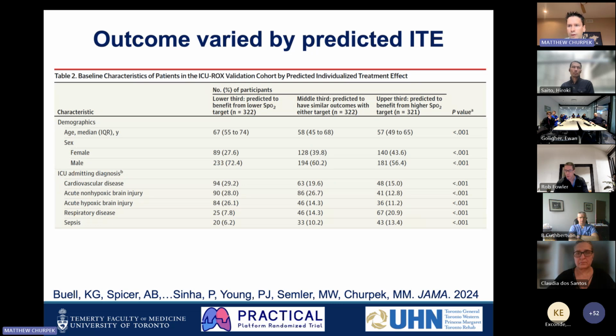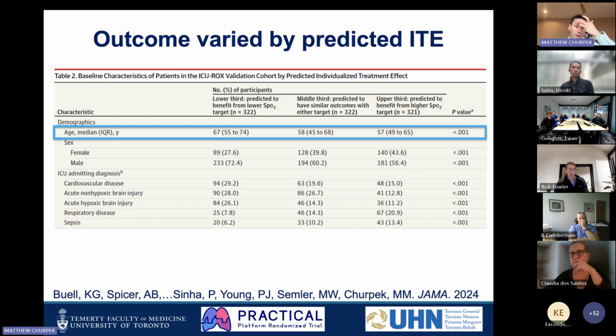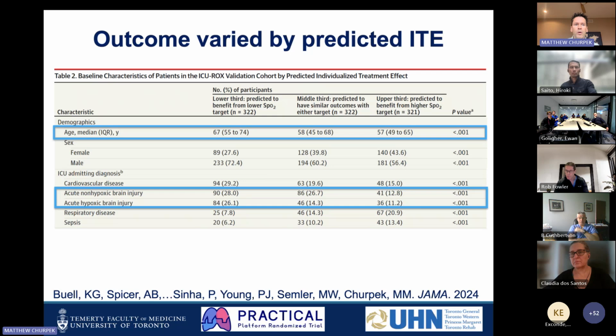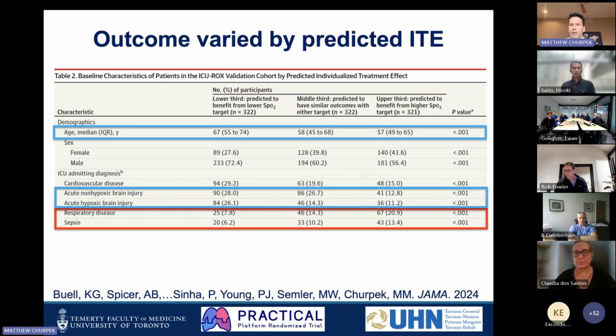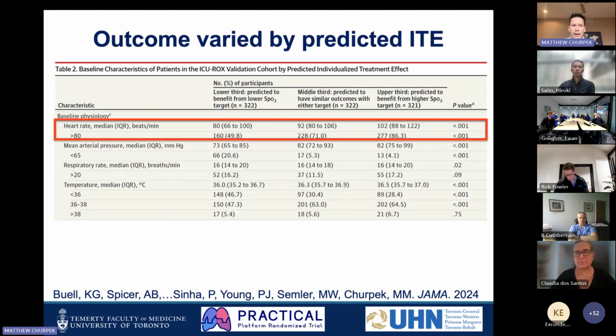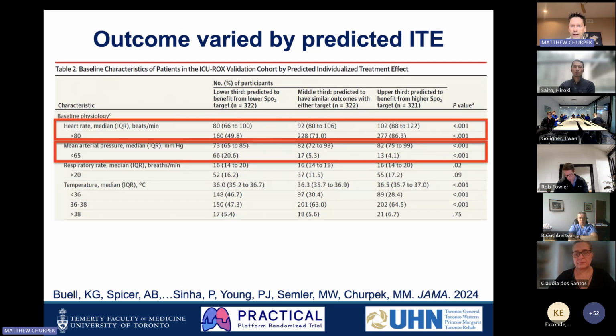What we did with these different thirds, either benefit from a lower target, no predicted difference, or benefit from a higher predicted target, was try to understand who these patients were. What we found was that those patients who were predicted to benefit from a lower SpO2 target were older. They also had higher rates of acute non-hypoxic and hypoxic brain injury. Those patients predicted to benefit from a higher SpO2 target had higher rates of respiratory disease, sepsis, and also higher values of their vital signs as well.